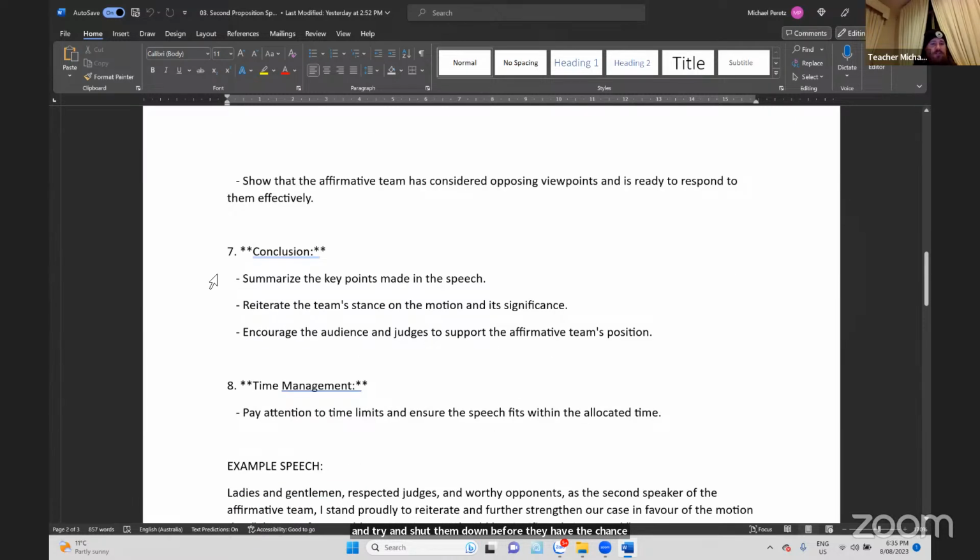We then want to finish off with our conclusion. So summarize the key points made in the speech. Once again, remind the audience what side of the debate you're on and why it's important that they believe you. And then, of course, encourage the audience and the judges to support your team's position.